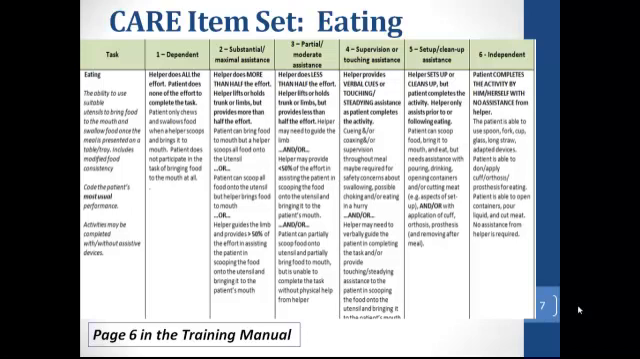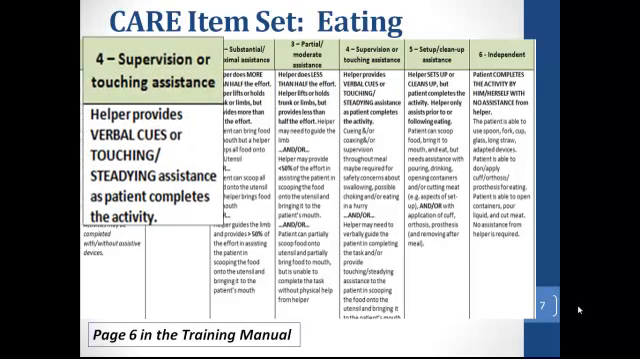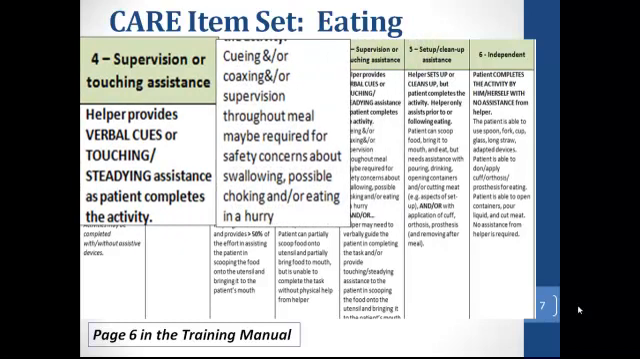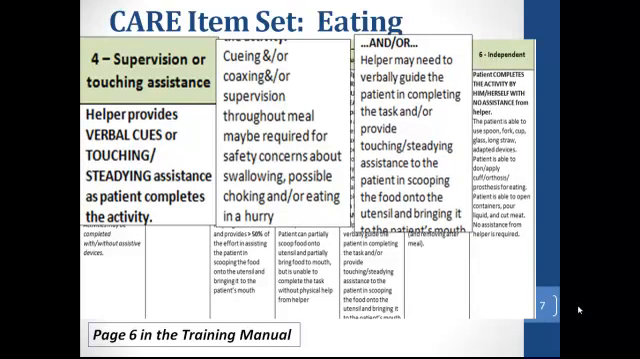Look at the table. First, we have a definition of 4. If cueing and/or coaxing and/or supervision are provided throughout a meal because of safety concerns about swallowing, possible choking, and/or eating in a hurry, but no physical assistance, then 4 would be the appropriate score. Or if the helper must verbally guide the patient in completing the task and/or provide touching or steadying assistance to the patient to scoop food onto the utensil and bring it to the patient's mouth.